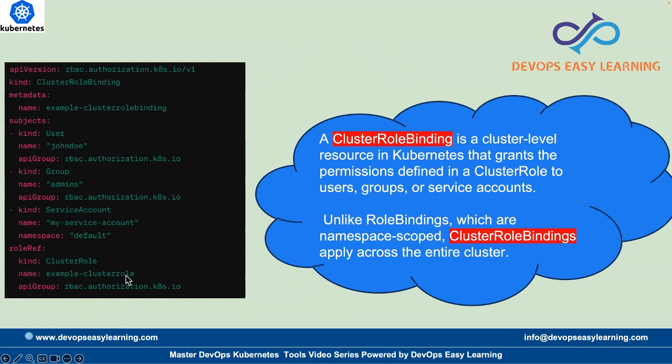Now, the cluster role binding can specifically refer to a cluster role. It cannot refer to a role, right? That's the only difference. Now, on the definition on the right side, it says a cluster role binding is a cluster level resource in Kubernetes that grants a permission defined in a cluster role to a user, group, or service account. Unlike role binding, which is namespace scoped, cluster role binding applies across the entire cluster.